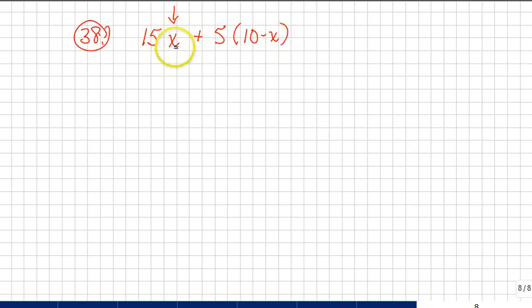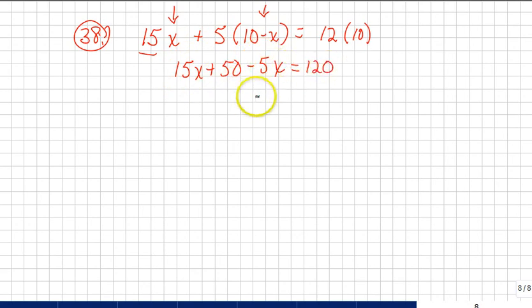So $15 times the pecans, $5 times the pounds of peanuts will equal a mixture worth $12 a pound, and we know the weight is 10. So it's cost per unit times weight, cost per unit times weight, cost per unit times weight. And then you just solve. 15x plus 50 minus 5x equals 120. So we have 15x minus 5x is 10x. Subtract the 50 to the other side and you get 70. So x is 7.